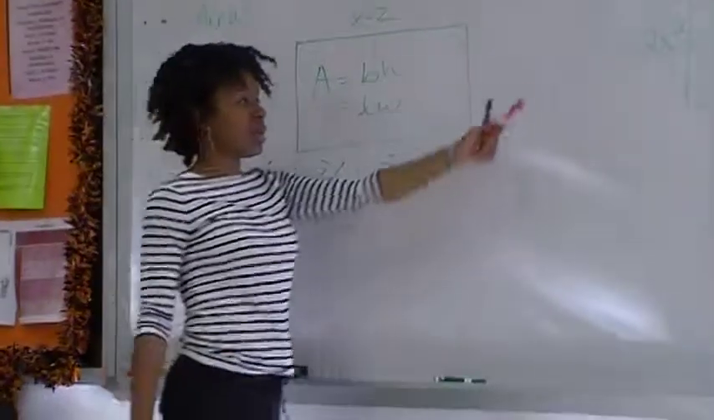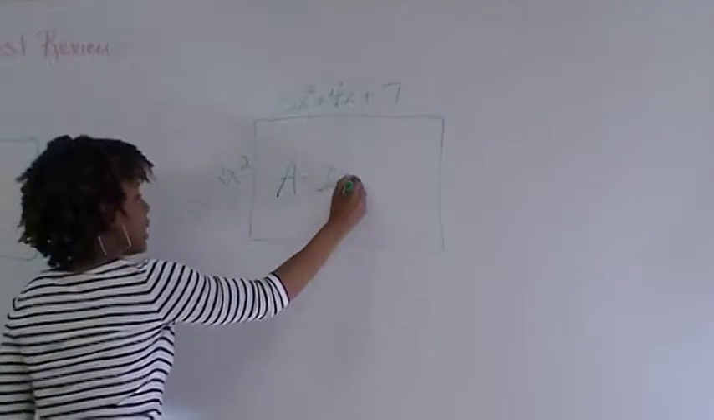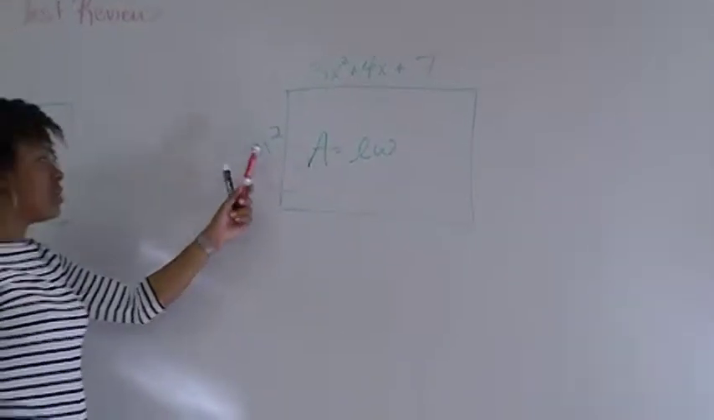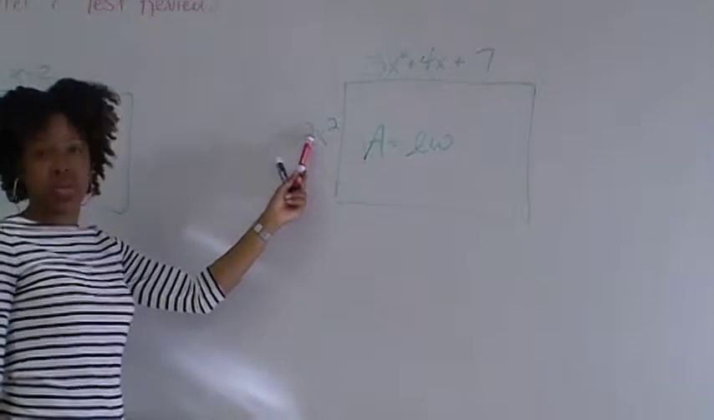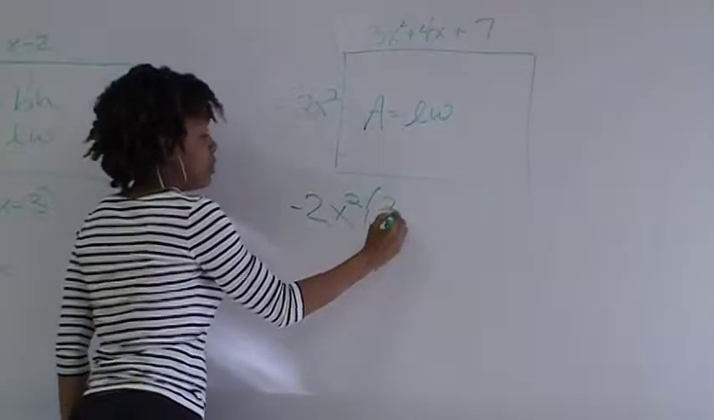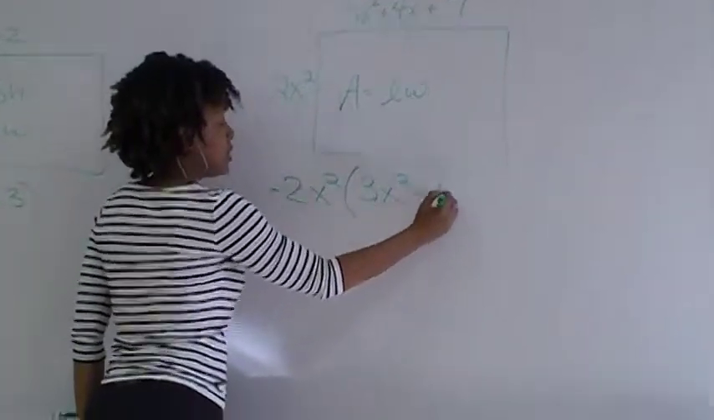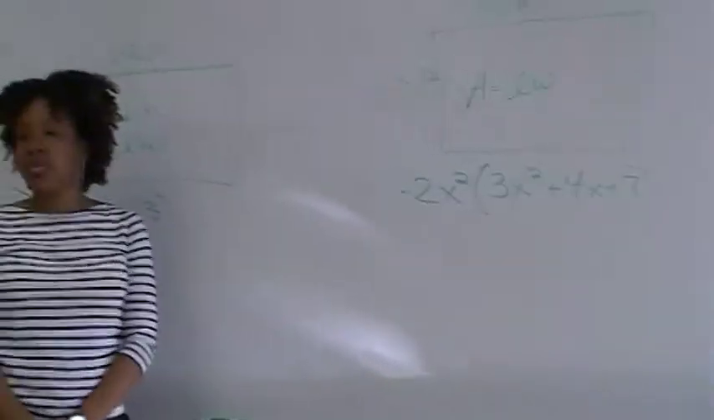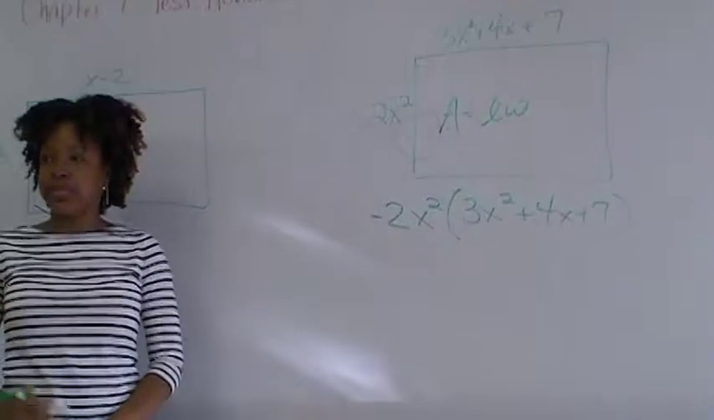Alright, so here's the other one that they gave you. Again, it's the area, so you're multiplying length times width. But this one's a little different. There's only one term over here, so you don't need to write it in parentheses. But the other one, you need to write it in parentheses. So now you only have to do the distributive property one time.